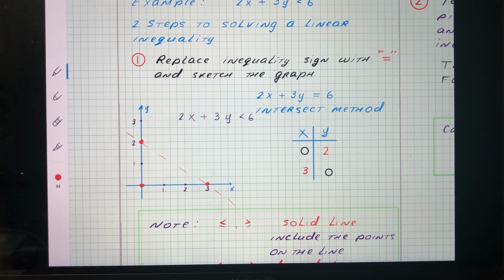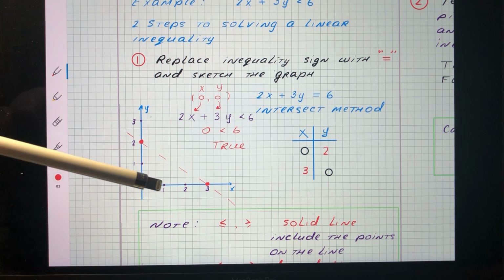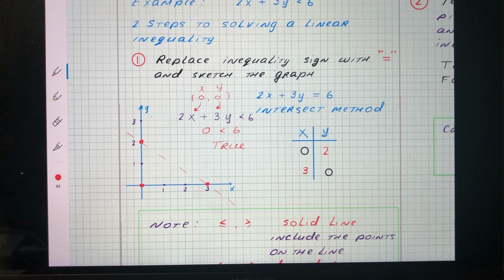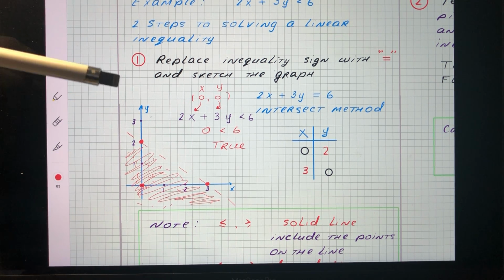So this is our test point, 0, 0, which means plug in 0 for the x, 0 for the y. That zeroes out the entire left side, which gives us 0 less than 6. Is that true or false? Yes, it's true. So if it is true, then all the points on the same side of our test point will also be true. So what we do then is we shade the side where the point is, like so. And this is the final answer to our inequality.